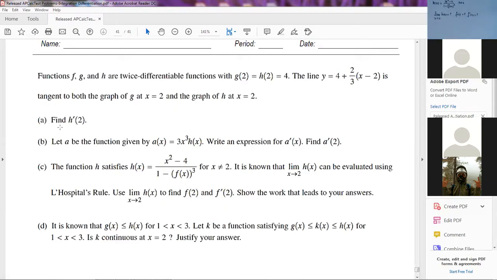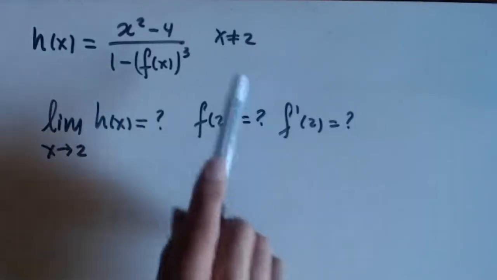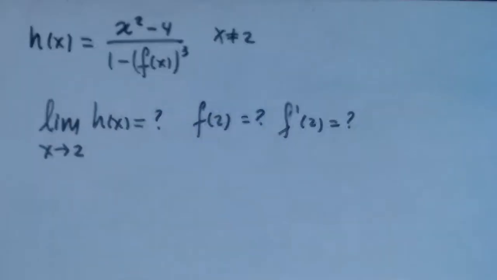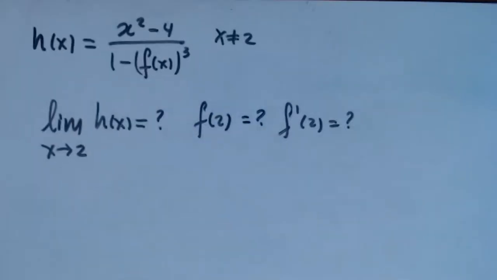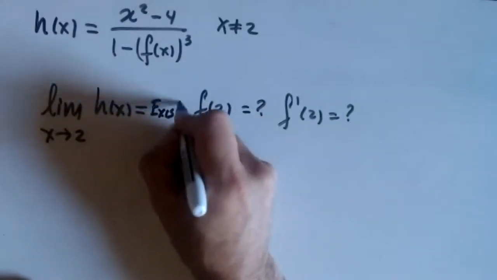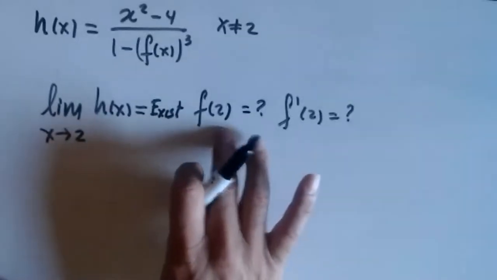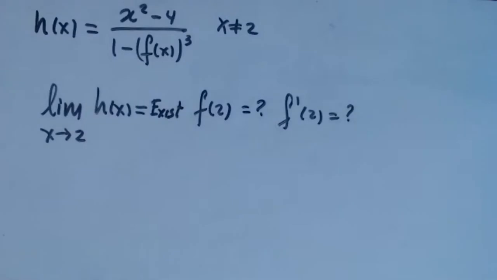Let's see right here. This is what I have on my board now. This is h of x for x equals 2, right? The limit of h of x exists by L'Hopital, correct? And then we want f of 2 and f prime of 2.